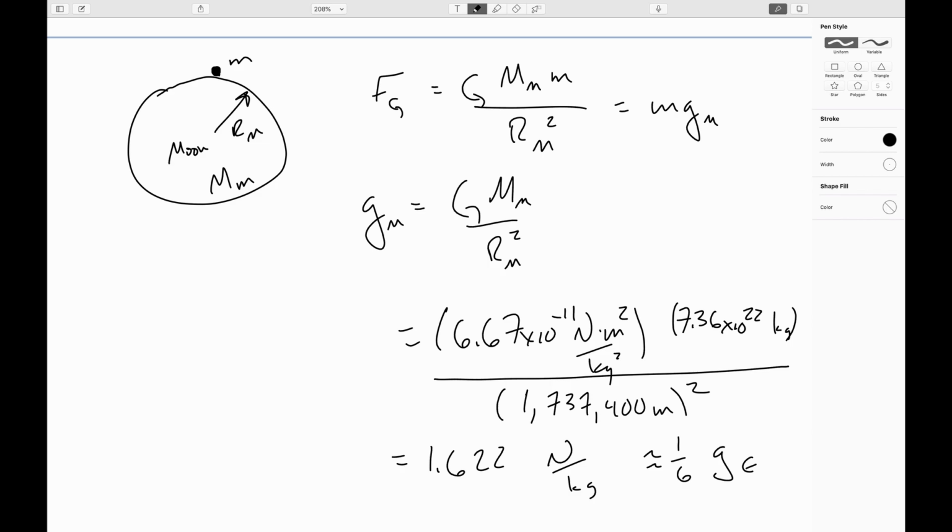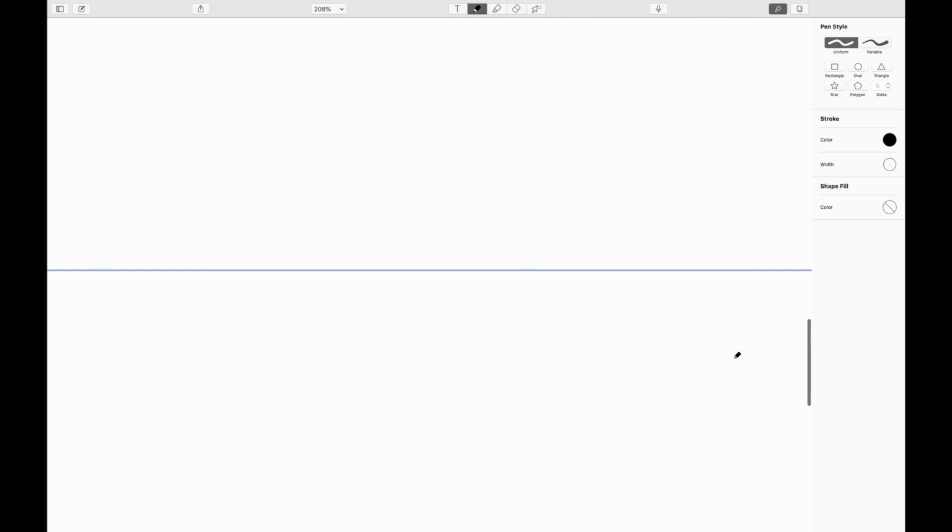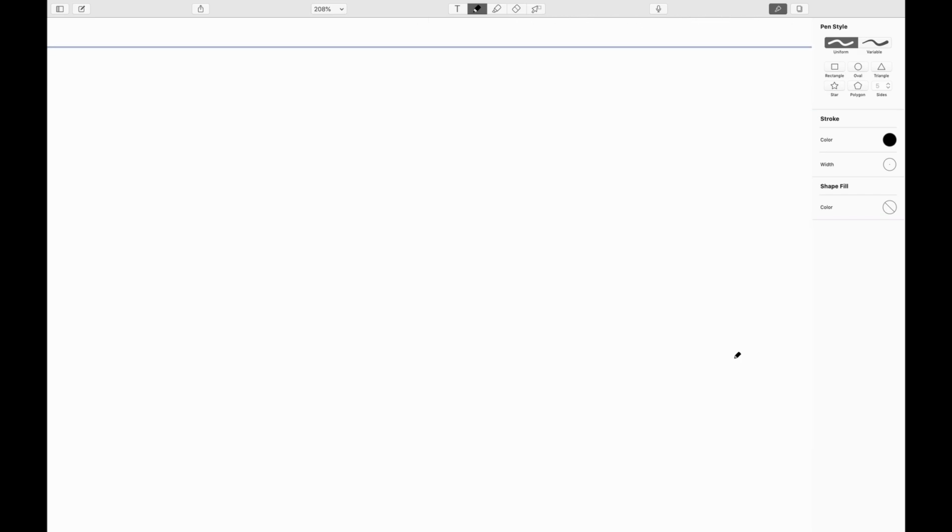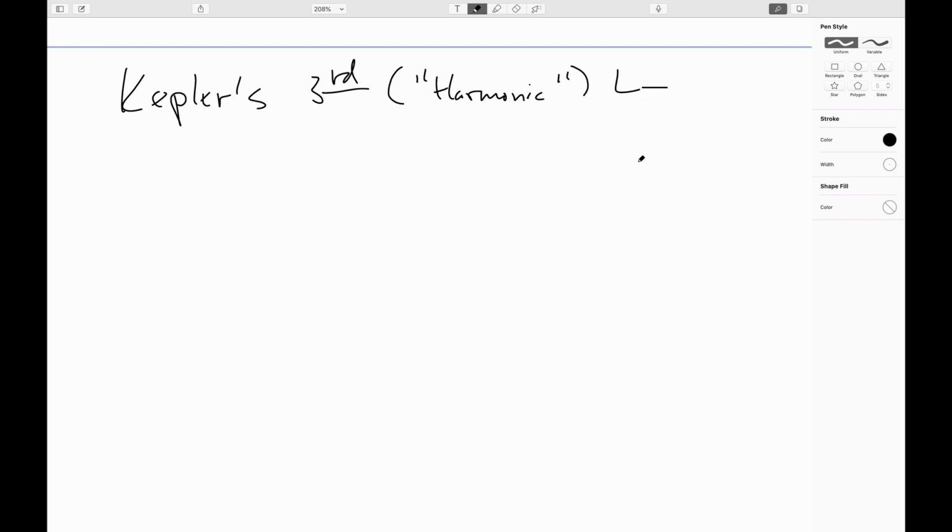Okay. I mentioned that Newton worked out this form of gravity by looking at orbital data. And one of the things that he looked at was an empirical observation about the motion of planets made by Johannes Kepler. It's usually known as Kepler's third law, or his harmonic law.